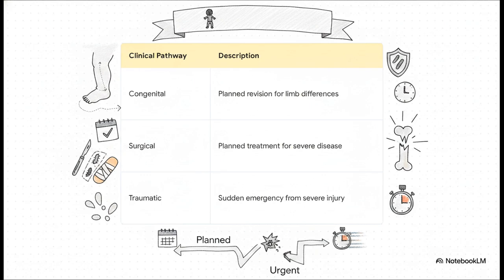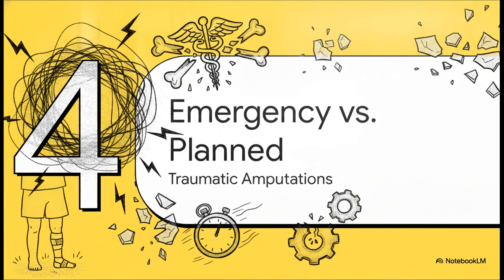As you can imagine, the clinical urgency and the amount of time you have to prep a patient are vastly different between a planned surgery and a sudden, chaotic trauma. That brings us perfectly to Section 4, Emergency versus Planned Amputations.